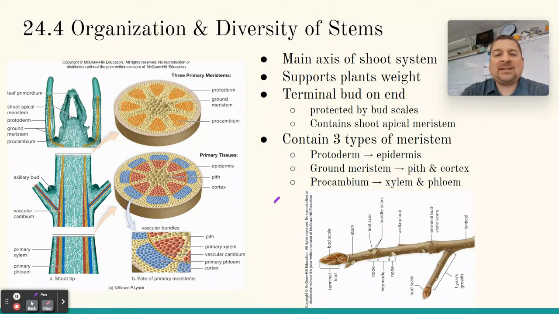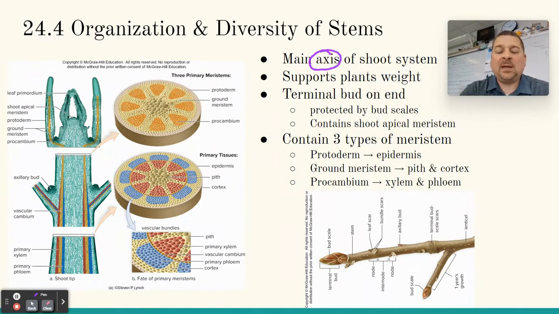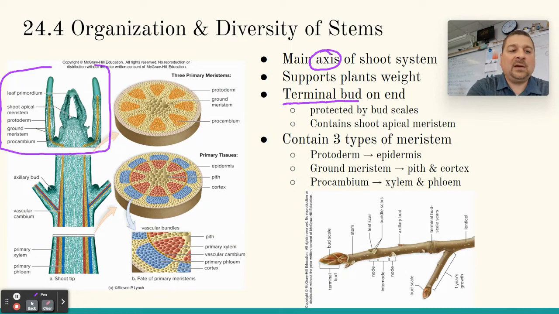When we talk about stems, usually the stem is referring to the main axis of the plant, of the shoot system. It supports the plant's weight and keeps it upright. When we look at the end of the stem, usually there is a terminal bud. So that would be this thing over here.